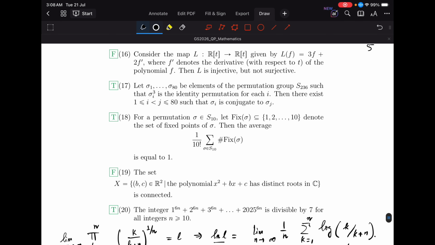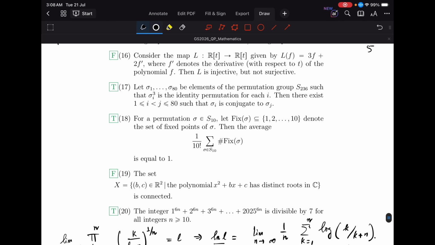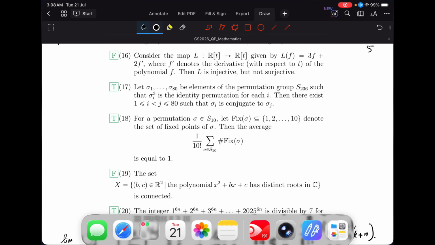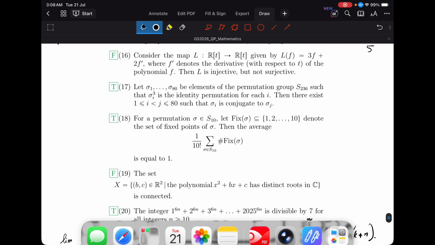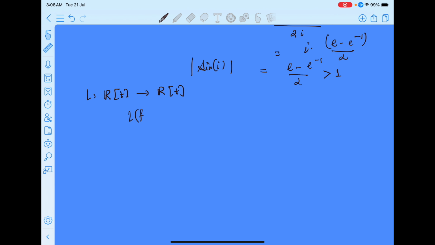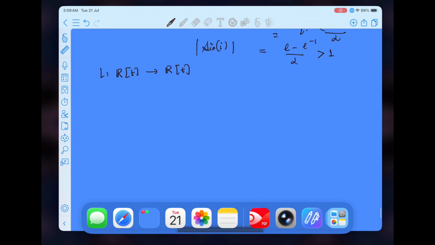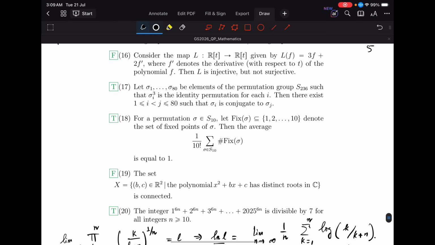Okay, so consider the map from R[t] to R[t] given by L(f) = 3f + 2f'. This is a linear transformation defined by L(f) = 3f + 2f'. What are they asking? They are saying it is a representative derivative, so L is injective but not surjective.